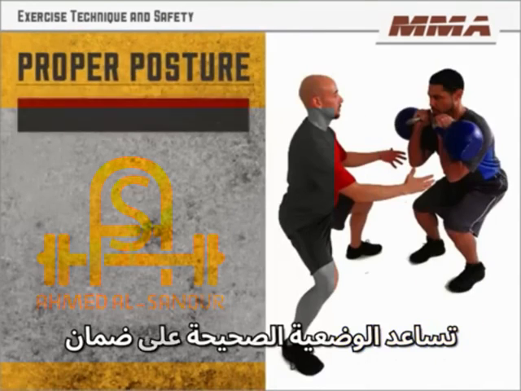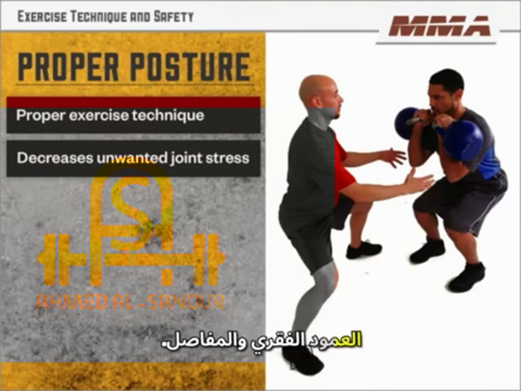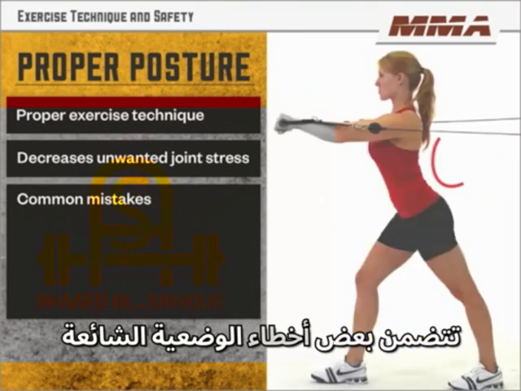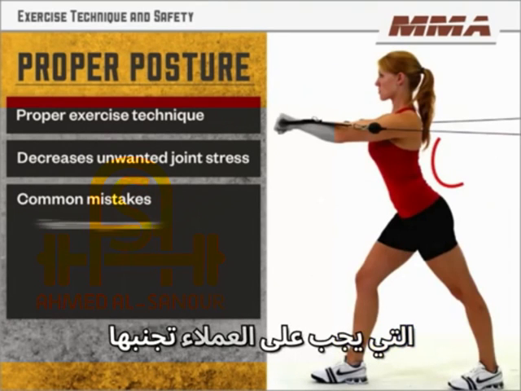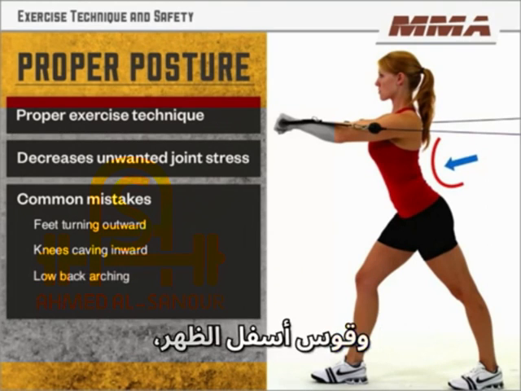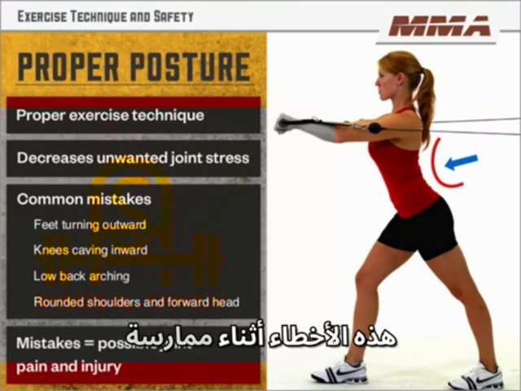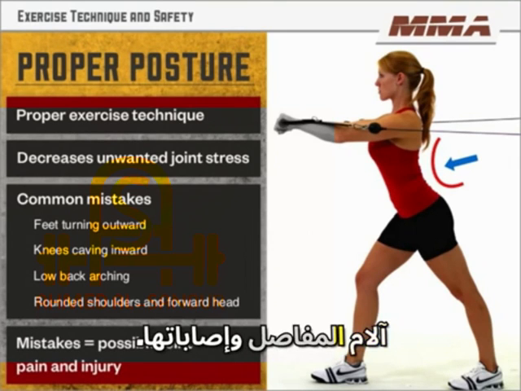Proper posture helps ensure proper exercise technique and decreases unwanted stress on the spine and joints. Some common posture mistakes clients need to avoid include turning the feet outward, caving the knees inward, arching the lower back, and rounding shoulders and head forward. These mistakes during exercise can cause joint pain and injury.